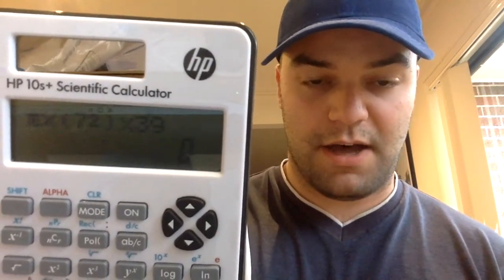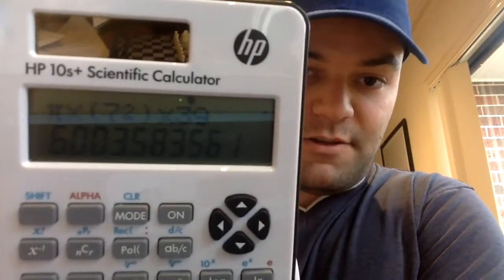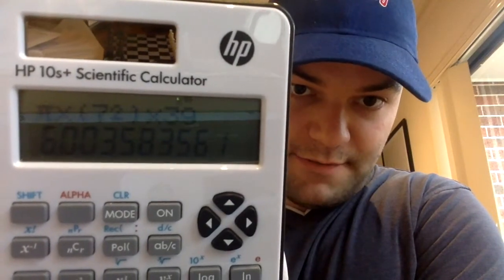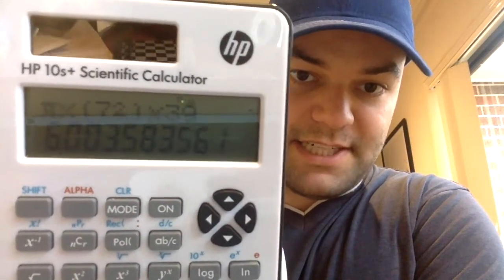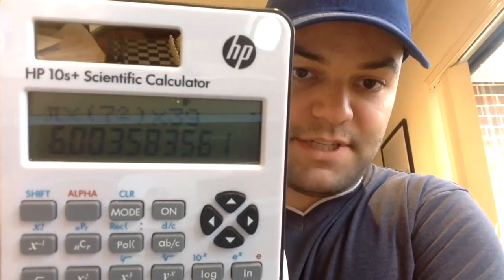So putting that into my calculator, hopefully you can see there, it's quite difficult to read it with the glare, but there we go, pi times 7 squared times 39 gives me 6,003.58 centimetres cubed to the nearest 2 decimal places. So there we go, that's the volume of this cylinder.